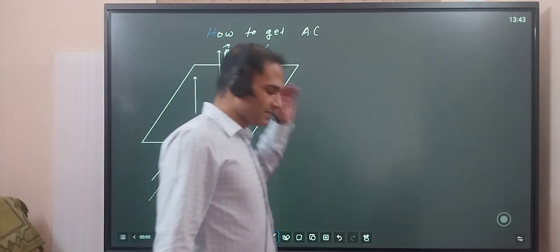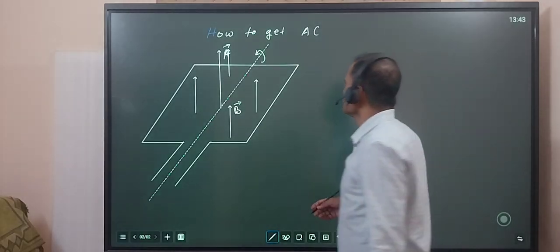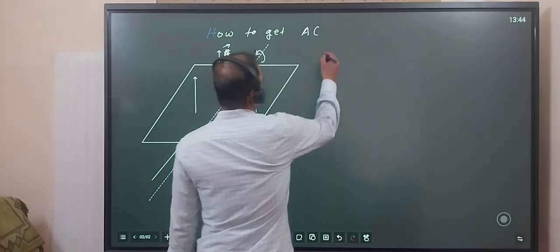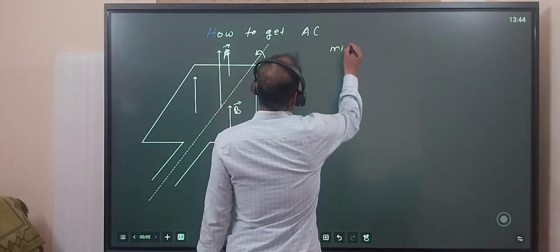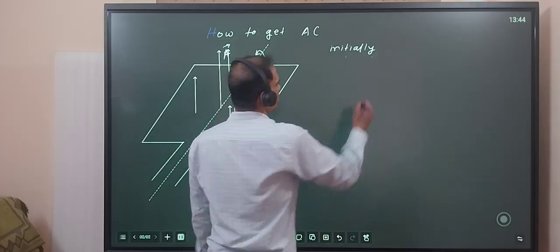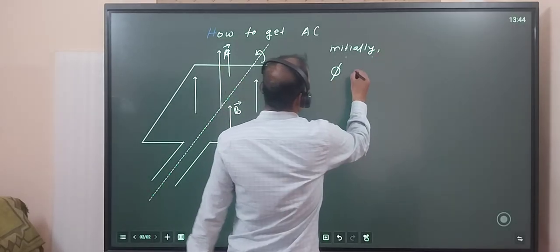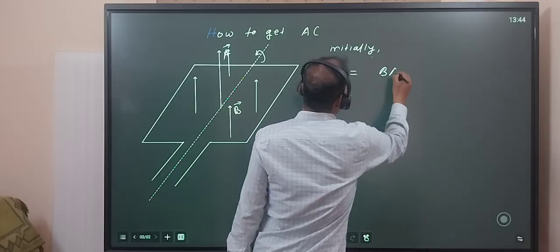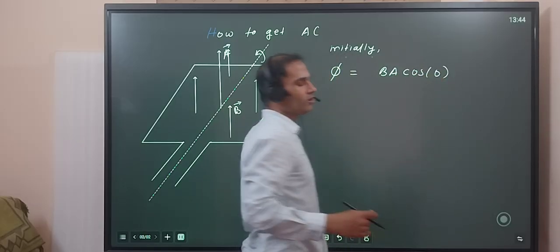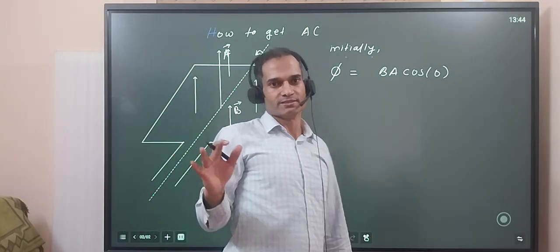Okay, so right now what you see, we have a phase angle initially, meaning at time t is equal to 0. Initially the flux is B into A into cos 0, cos 0 because the direction of A and B are coinciding.